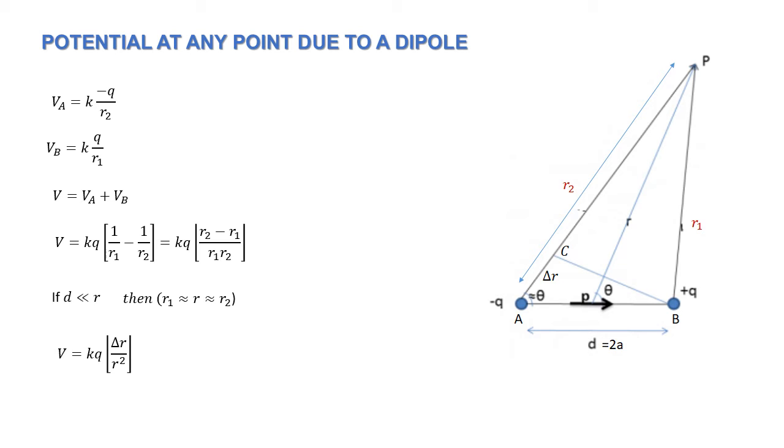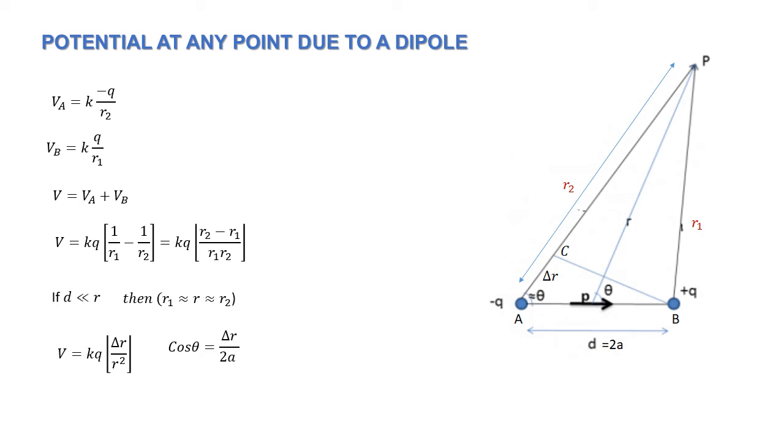In the right triangle BCA, the angle BAC is also taken as nearly equal to theta. Again, this approximation comes from the condition that d is very small in comparison to r. So we can write cos theta as delta r upon 2a. Cos theta is defined as base upon hypotenuse. Base is delta r and hypotenuse is 2a. So delta r can be written as 2a cos theta.